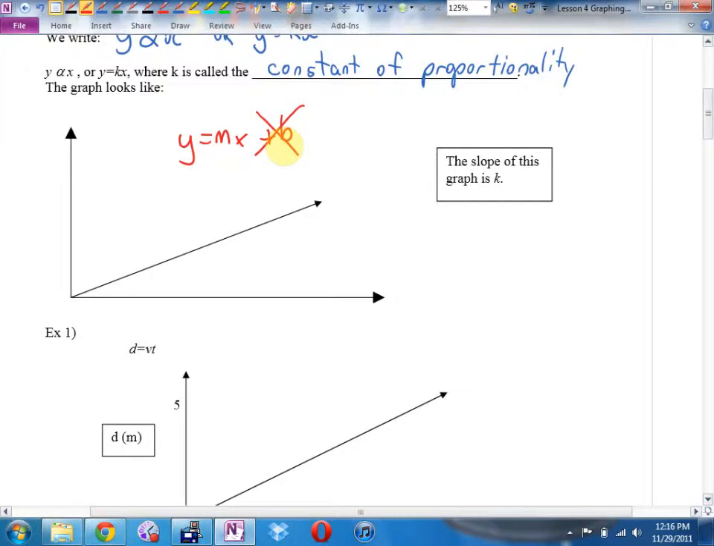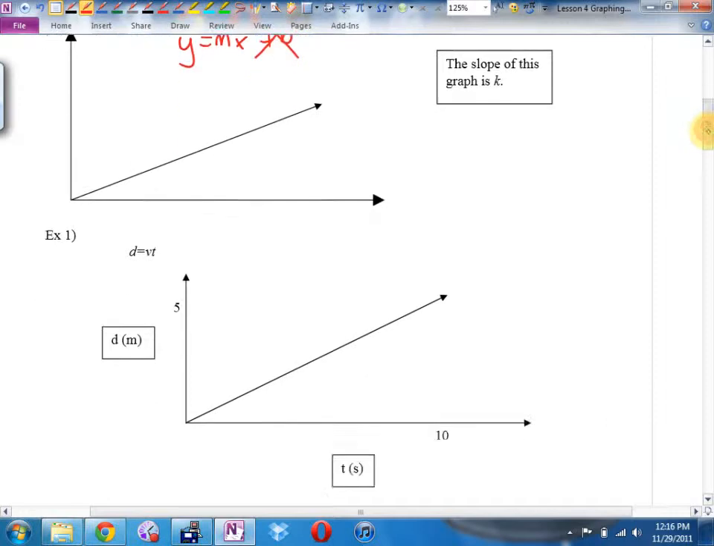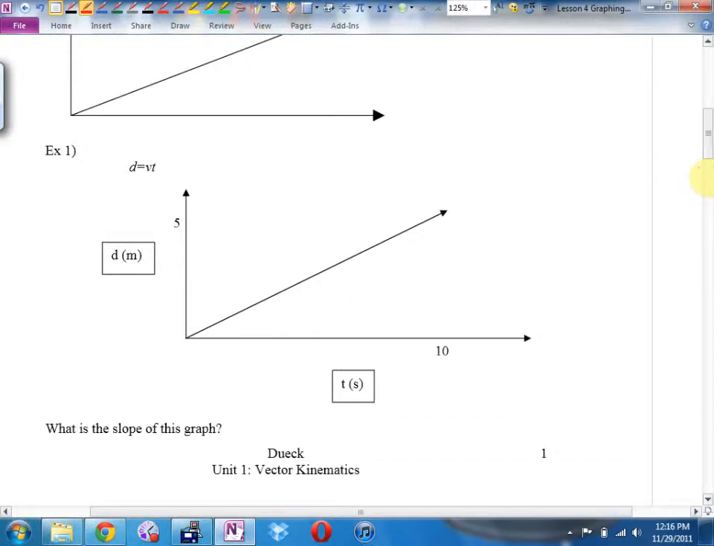Here's a graph, d equals vt. We're graphing distance versus time. It asks, what's the slope of this graph? How do I find the slope of any graph? Rise over run, let's write that down. Rise over run. And let's assume that this is supposed to go through 10, 5. I think that's what I was trying to eyeball when I set this up really quickly.